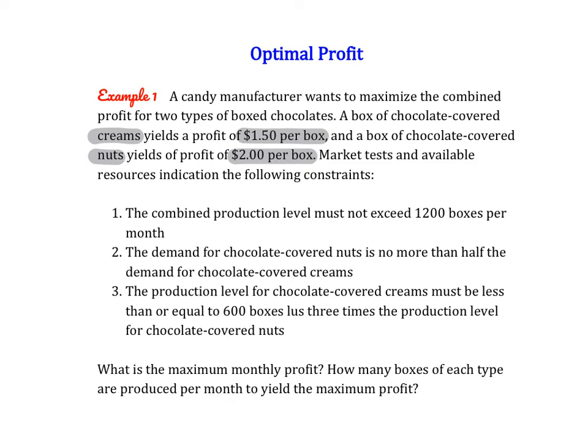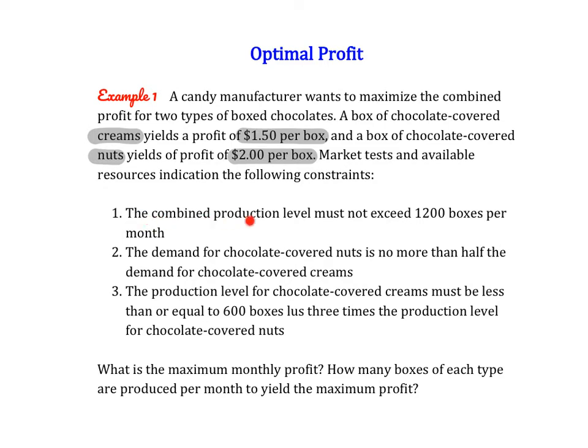So obviously, if there weren't any constraints, we would just say, hey, why not just make all of the product that makes more profit? But in this case, there are going to be constraints which might make it less profitable in the end of the day to produce the chocolate covered nuts. So let's have a look.